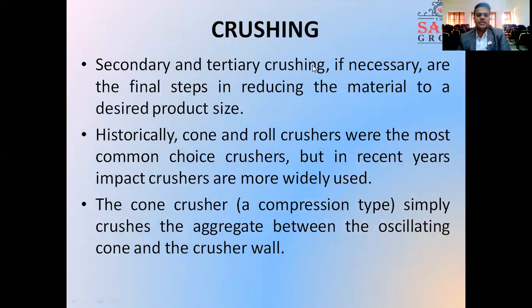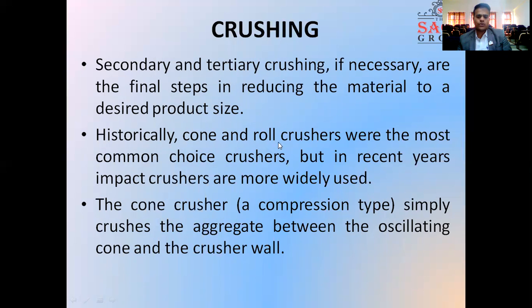Now, the secondary and the tertiary crusher. The secondary and the tertiary crushing is performed when the material disintegrated into pieces is not up to the required size after the primary crushing. Then the secondary and the tertiary crushing is done, if it is necessary, as the final step of reducing the material into the desired product size.